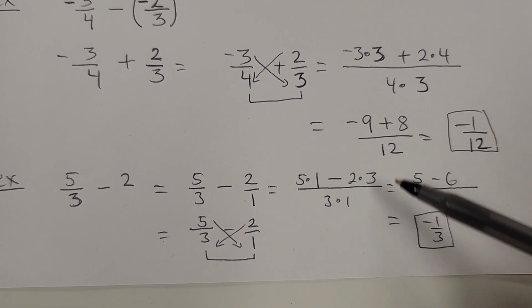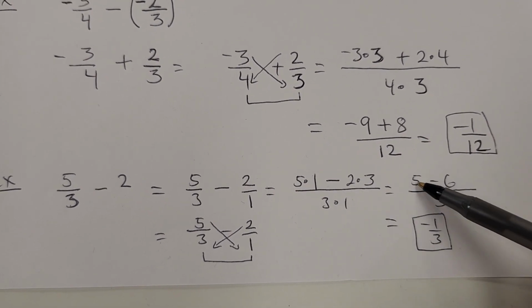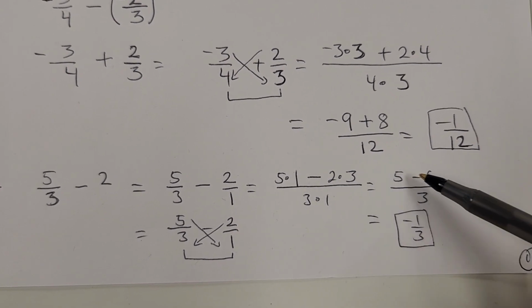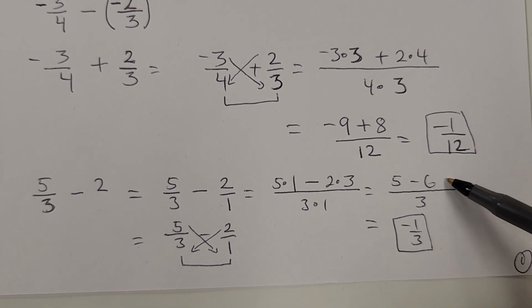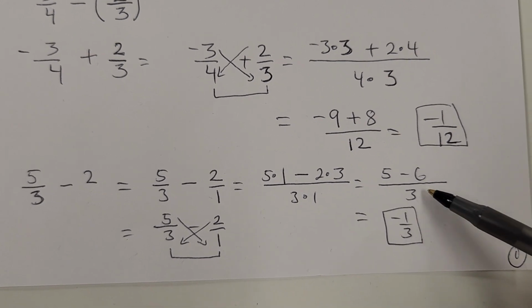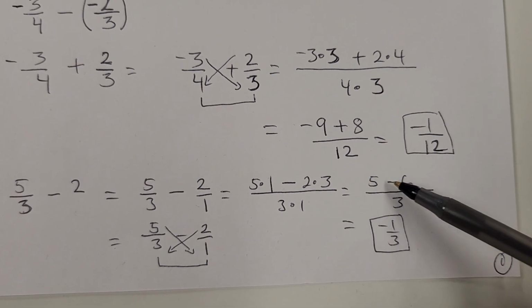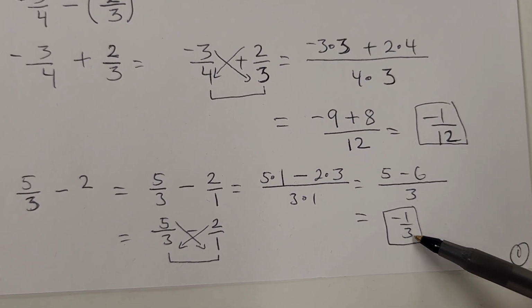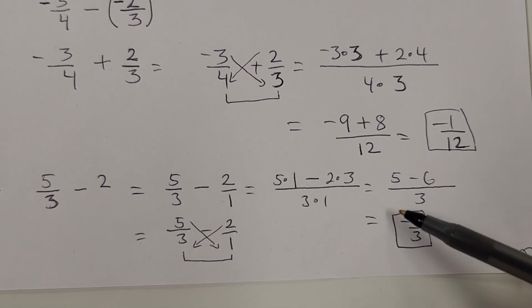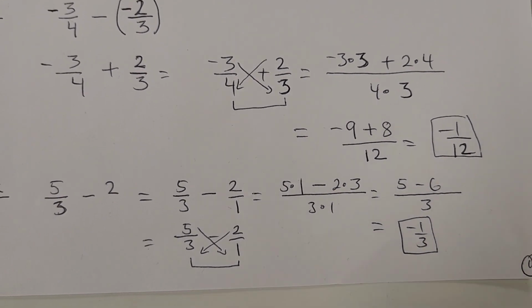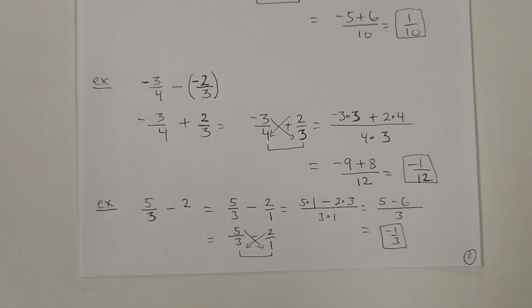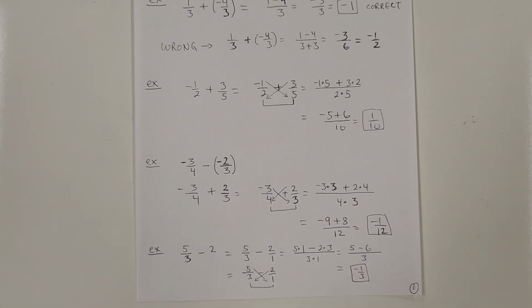Okay. Order of operations, so 5 times 1 is 5. Don't forget the minus here. 2 times 3 gives me 6, and then 3 times 1 gives me 3. And then 5 subtract 6 gives me negative 1 over 3. Okay. Again, always reduce if you can. Okay. So this is adding and subtracting fractions.